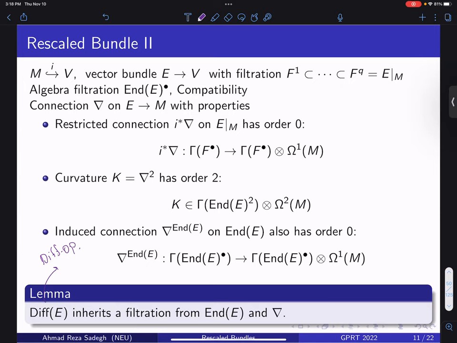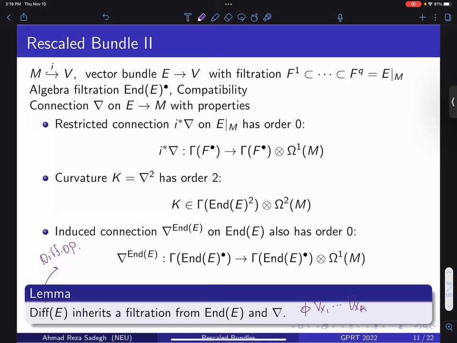Locally you look at every differential operator as a sum of elements like nabla x1 through nabla xk. Basically, nabla x1 through nabla xk is where we use this one.